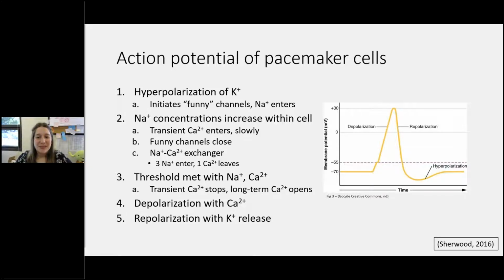Once the threshold is met, transient calcium shuts off and long-term calcium turns on. Action potential is then reached with a sudden depolarization of calcium. Calcium channels close and potassium channels open to release and repolarize the membrane. As potassium repolarizes the cell, funny channels open and the process of action potential in pacemaker cells begins again.